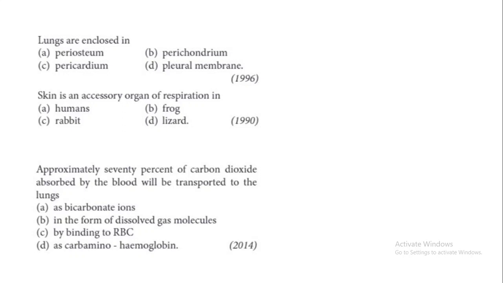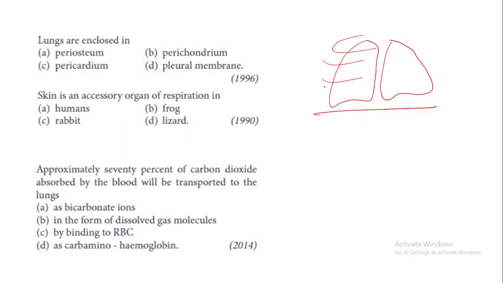All right. So just brushing that up in our mind once quickly, we shall now look at the first question. The first question says that lungs are enclosed in what? We know that lungs are a pair of spongy organs that are lodged inside the thoracic cavity. The thoracic cavity is the upper half of the human body, and the lungs are located within the rib cage.